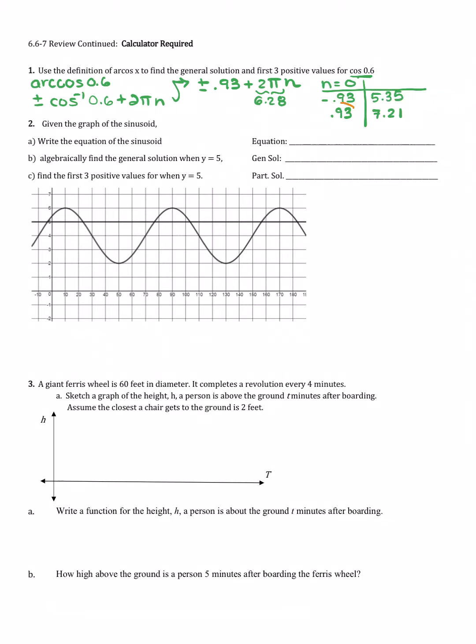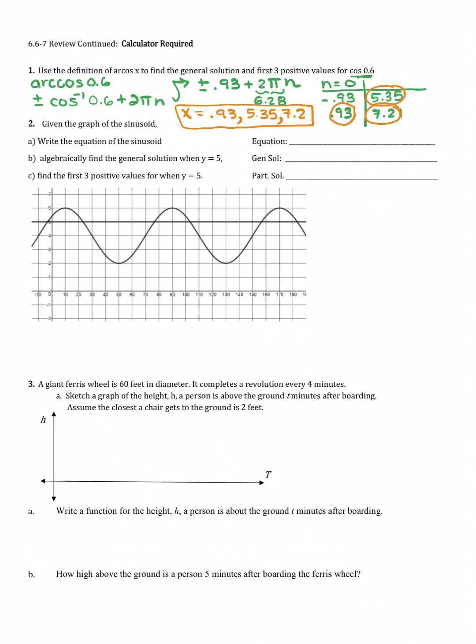So here are my first 3 positive values. So x equals 0.93, 5.35, and 7.2. That would be your first 3 positive values.